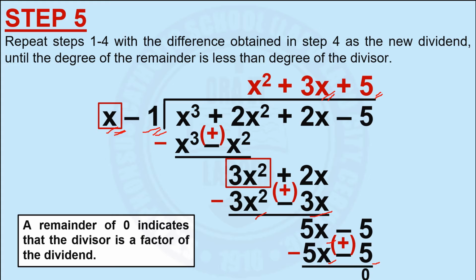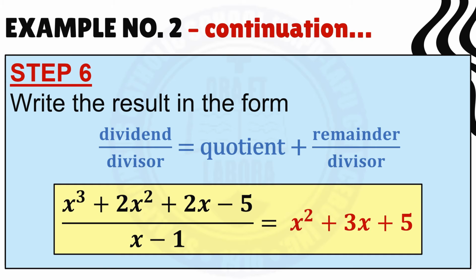You have to take note that a remainder of 0 indicates that the divisor is a factor of the dividend. Therefore, the quotient of our example is equal to x squared plus 3x plus 5. You don't have to use this part here since our remainder is equal to 0.